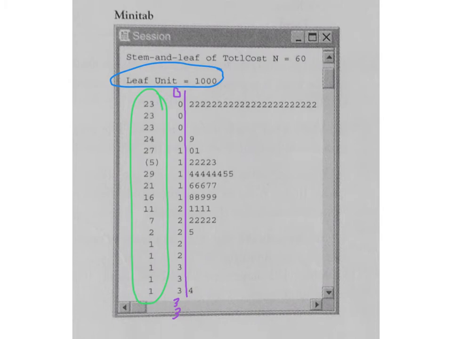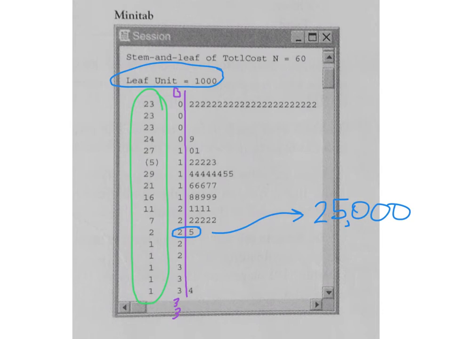So let's look at this 2 and 5 here. The leaf is the 5. The 5 has a unit of 1,000. So that 5 represents 5,000. And then the 2 as the stem goes to the left of that. So this data point actually represents 25,000.